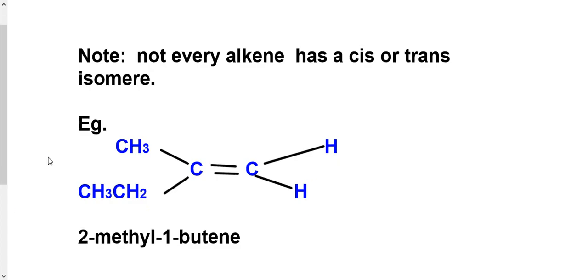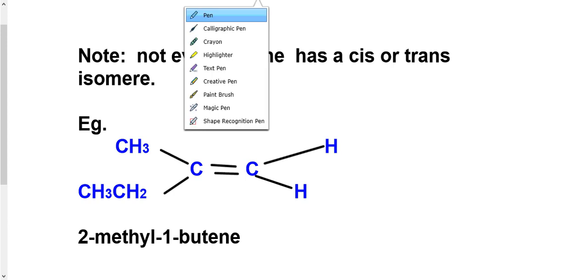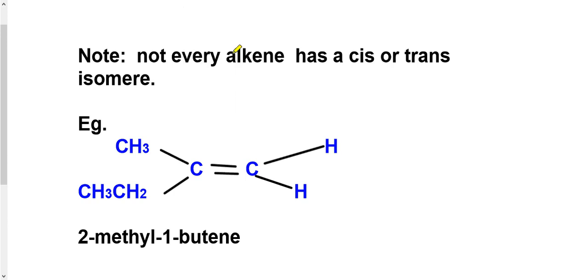Now, not every alkene will have a cis or a trans isomer. In this case, when I go and try to grab my highlighter and highlight through my parent chain, I know I have to highlight the double bond, and then I'm going to follow the longest possible chain. Although my parent chain is clearly pointing down on the right-hand side, there is no up on the left. So I do not get to use the prefix cis or trans. This is simply 2-methyl-1-butene.